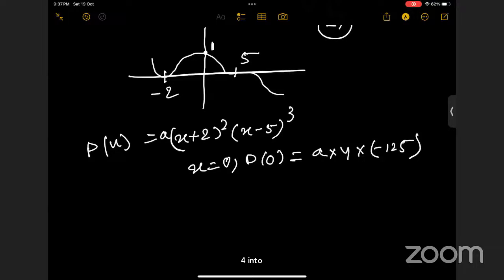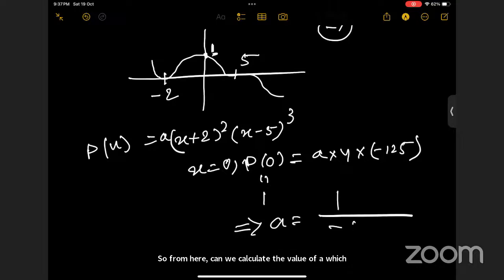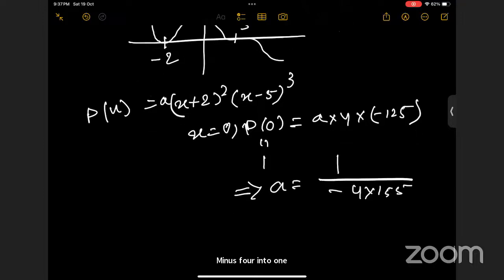So we know the y-intercept is 1, right? That means p(0) is 1. So from here, can we calculate the value of a, which is minus 4 into 1? This is the value of a. Is it fine?